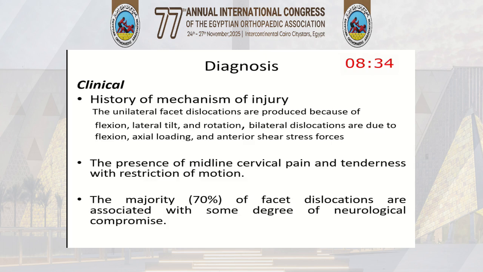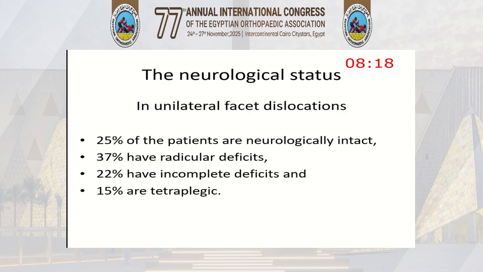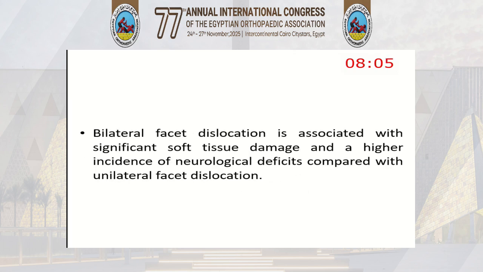Our diagnosis depends on the clinical history of the mechanism of injury and the presence of midline cervical pain and tenderness with restriction of motion. The majority, 70%, of facet dislocations are associated with some degree of neurological compromise. Regarding neurological status in unilateral facet dislocation, 20% of patients are neurologically free, 30% have radicular deficits, 20% incomplete deficits, and only 15% could be quadriplegic. Bilateral facet dislocation is associated with significant soft tissue damage and, of course, a higher incidence of neurological deficits.